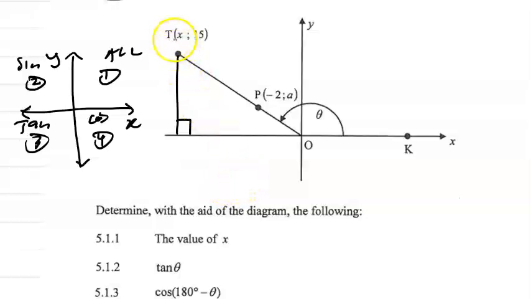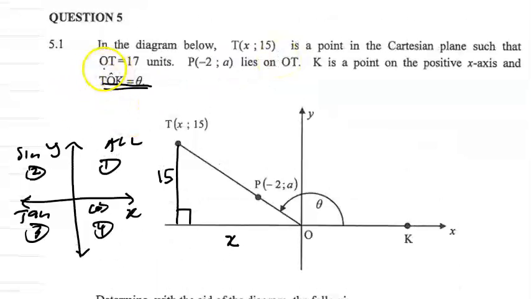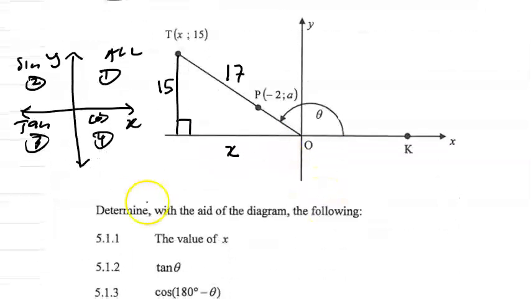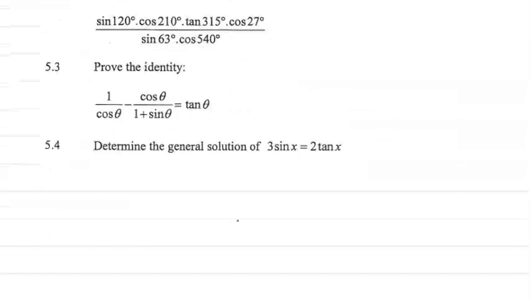So if you look here, T is (x; 15). So x, don't forget, in the second quadrant x is negative, y value is positive, so that's 15, like so. And they already told us that OT is 17 units. So they're giving us the hypotenuse, or the r value, radius. Okay, so determine with the aid of a diagram the following: the value of x. So we have to use the theorem of Pythagoras here. But don't forget, x is negative in the second quadrant. So 5.1.1.